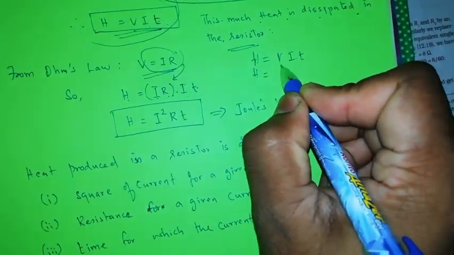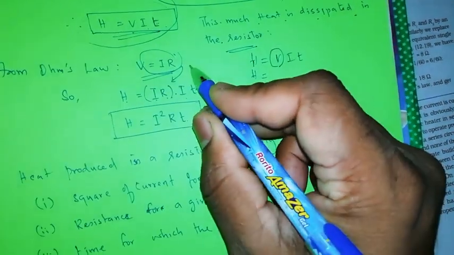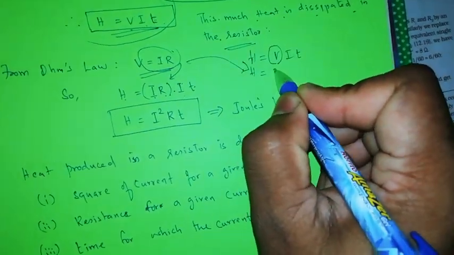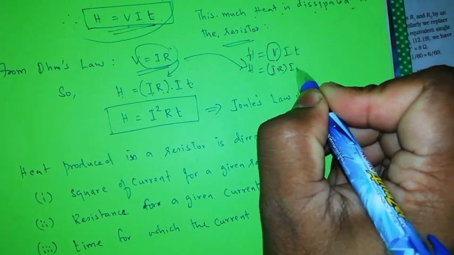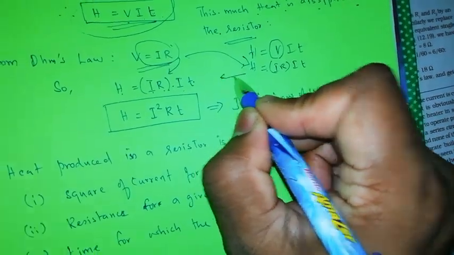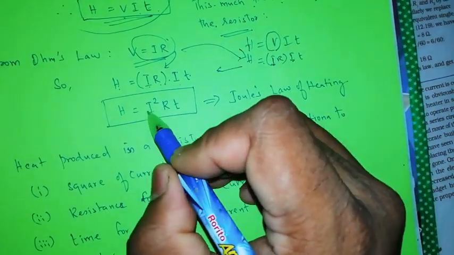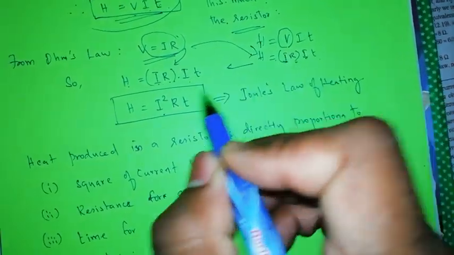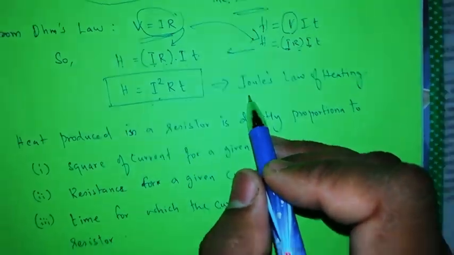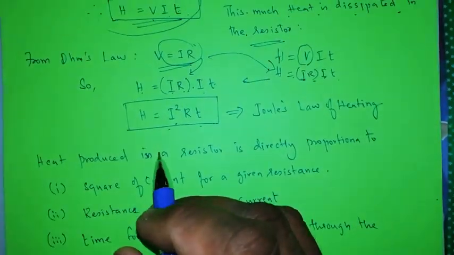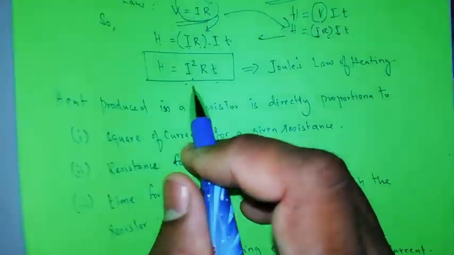So H is equal to, here for V we are substituting IR, so we get IRIt. That is what I have written here. Two I's are here, so I into I becomes I squared Rt. This is what is said to be Joule's law of heating. Okay, Joule's law of heating.